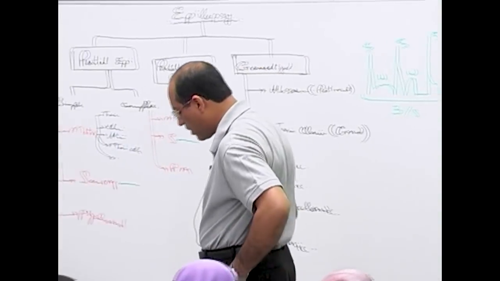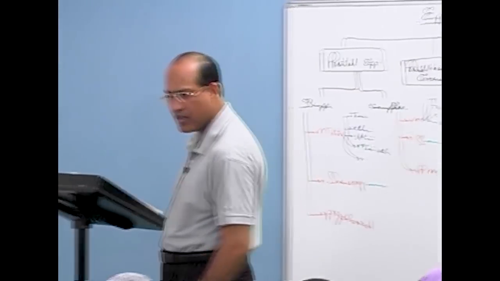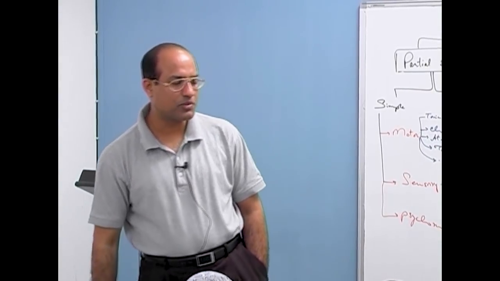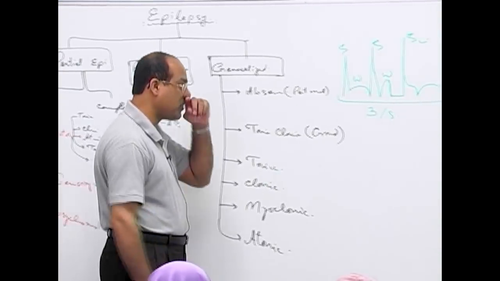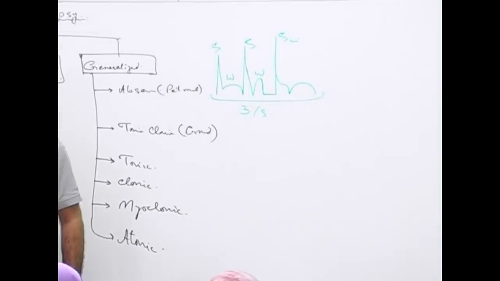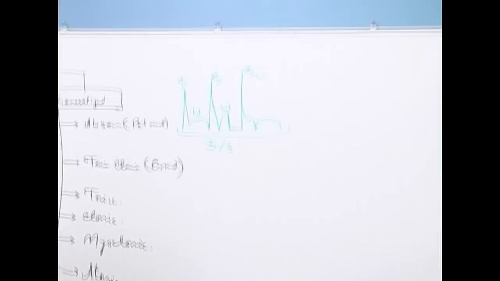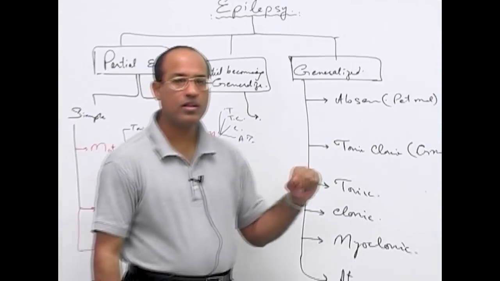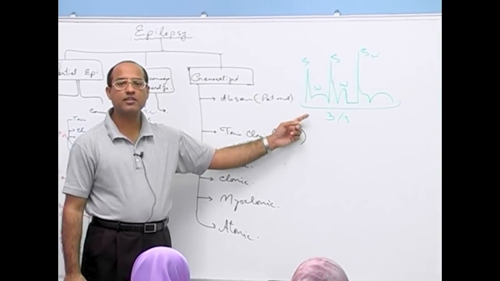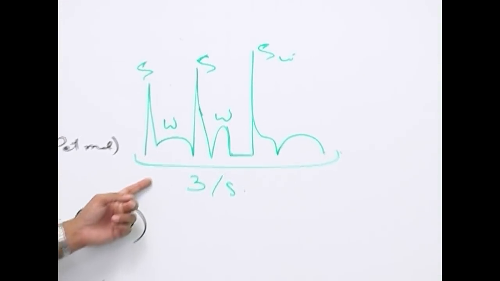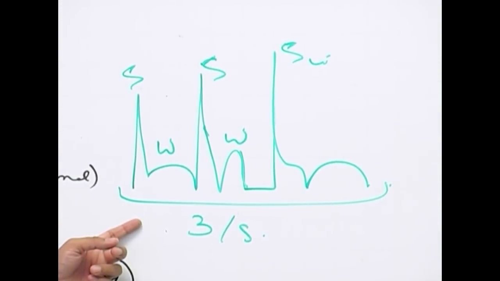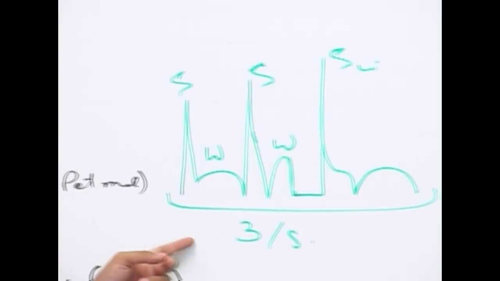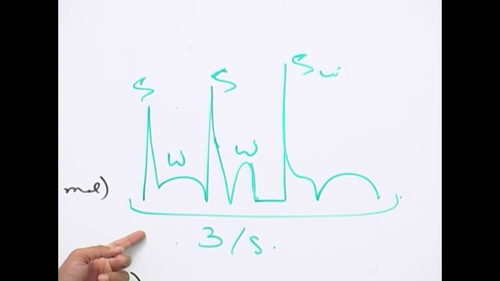It is not more frequent in the right or left hemisphere. Of course, it is generalized; it must be on both sides, right? Spike and wave pattern, three cycles per second. This is almost diagnostic of what? Absence seizure, right? And it is best treated by ethosuximide.